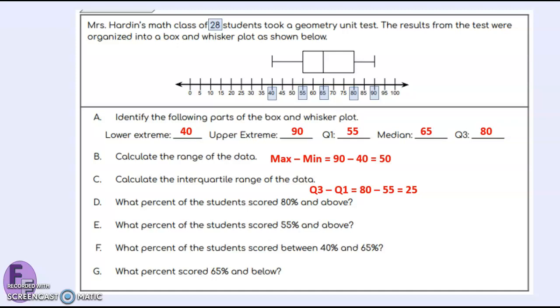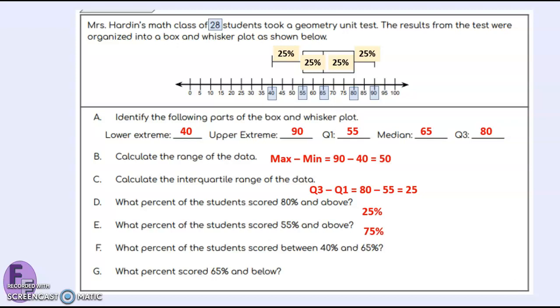What percent of the students scored 80% or better? Well, that would be the far right whisker. So remember, the box splits everything up into 25% pieces. So that means that top right whisker is 25%. What percent of the students scored 55% and above? Well, that's the entire box and the whisker, so that would be 75%.